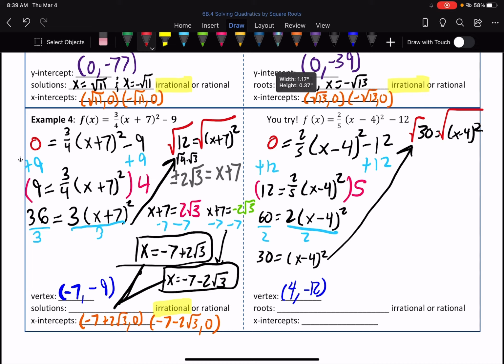30 in itself is not a perfect square. If I look at the factors of 30, I've got 1 times 30, and 5 times 6, and 2 times 15. None of those are perfect squares, so the square root of 30 remains as the radical square root of 30. So in this case, I'm going to have x minus 4 equals plus or minus the square root of 30. So I break this into two equations. x minus 4 equals positive square root of 30. And x minus 4 equals negative square root of 30.